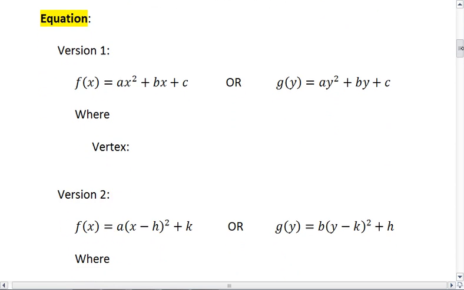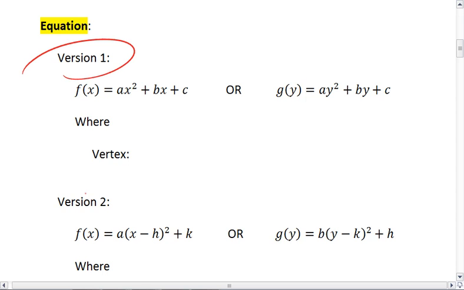We're going to focus on two different versions of the equation for a parabola. The first one is probably the one you're more familiar with, where we have f of x equals ax squared plus bx plus c. And that's when we get a parabola that's either upward facing or downward facing. Or we can have g of y equals ay squared plus by plus c. And that gives us a parabola that's either opening right or a parabola that opens left.